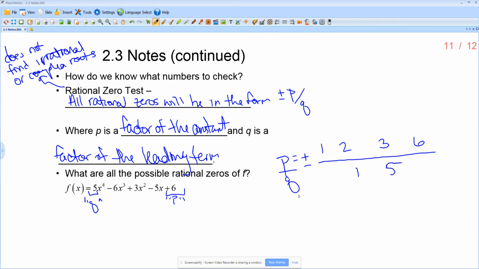So if we wanted to list all of them out, we would say it's plus or minus 1 over 1 is 1, 2 over 1 is 2, 3 over 1 is 3, 6 over 1 is 6. 1 over 5 is 1/5, 2 over 5 is 2/5, 3 over 5 is 3/5, and 6 over 5 is 6/5. So if we were talking about performing some synthetic division, with the goal of getting a remainder of 0, we would have 1, 2, 3, 4, 5, 6, 7, 8, but the positive and negative. So we have like 16 things that we might be doing that division for.